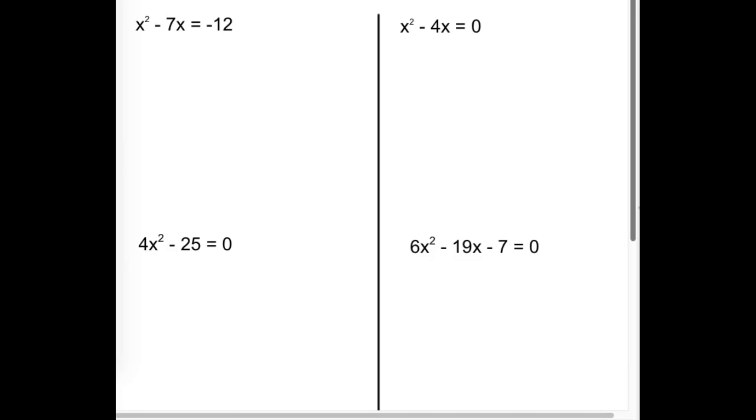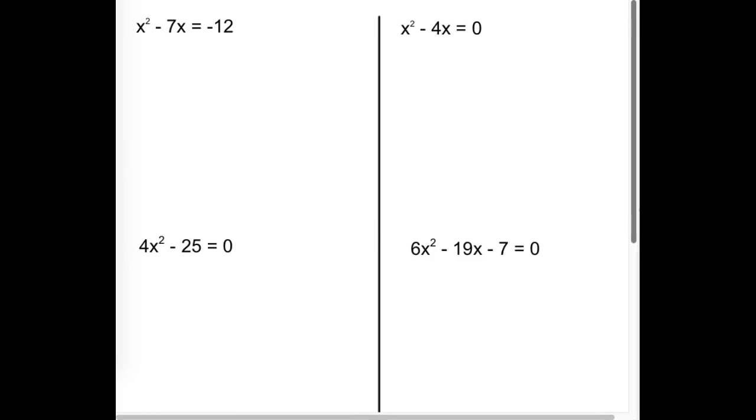These next ones we aren't going to graph. We are just going to solve by factoring. Step 1 is always to make sure you have it equal 0. If you don't, move things around. All right, so first one here, what do we have to move? We have to move that negative 12 to the other side? Adding 12, okay. X squared minus 7x plus 12 now equals 0.